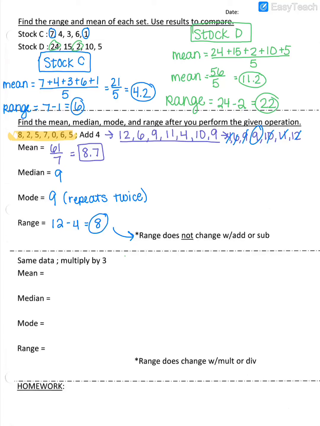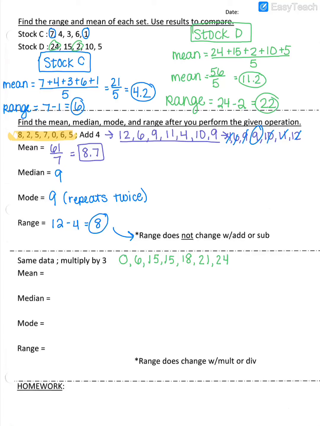So 0 times 3 is 0. Then we're going to do 2 times 3, which is 6. 5 times 3 is 15, so I'll have 15, 15. Then we have, so we did 0, 2, 5, 5, 6. 6 times 3 is 18. 7 times 3 is 21. 8 times 3 is 24. 1, 2, 3, 4, 5, 6, 7. Okay, we got them all.